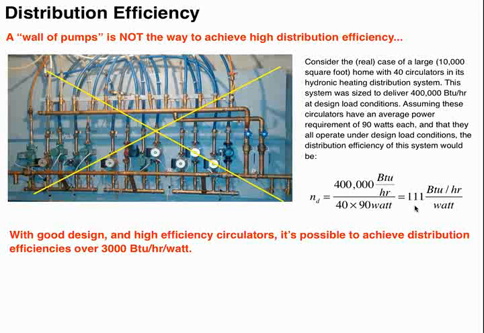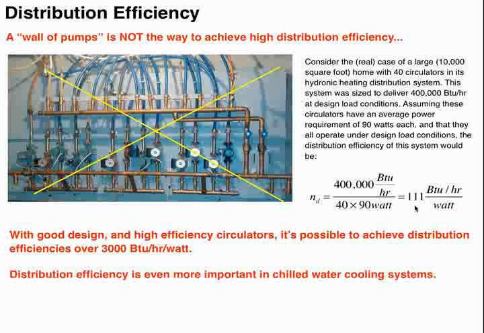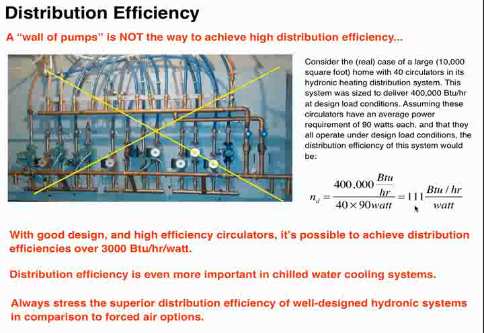Finally, good design will let you get that distribution efficiency up in excess of 3,000 BTUs per hour per watt. I'd recommend you calculate this whenever you design a system. Calculate it and just kind of keep track of it. And as you vary your design approaches, remember, this can make a difference over the life of that system of thousands of dollars in terms of electrical cost. It's especially relevant in chilled water systems because any wattage going into that circulator in a chilled water cooling system is adding to the heat load. Okay? And again, I will tell you, always stress this when you're talking about hydronic systems versus forced air systems with your clients. And I think that's it.